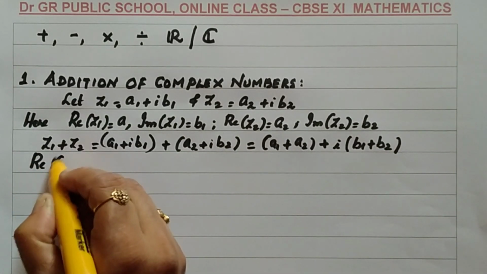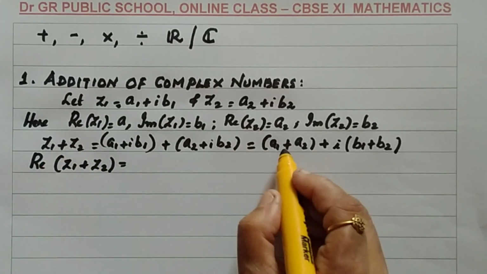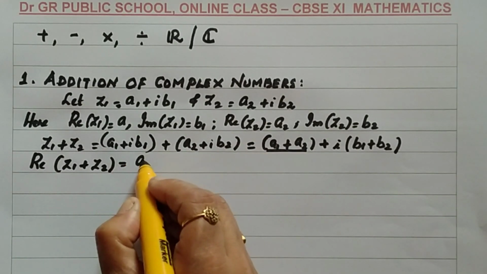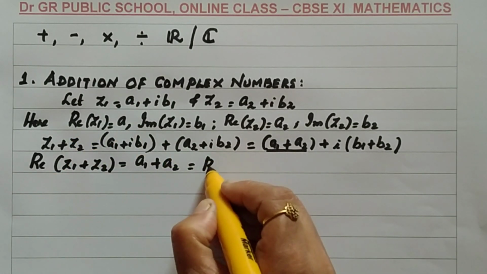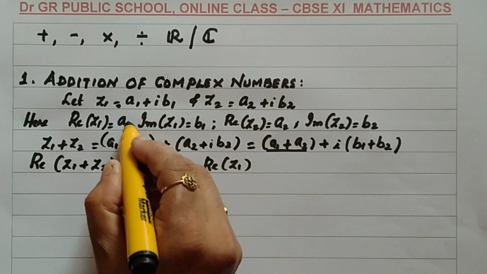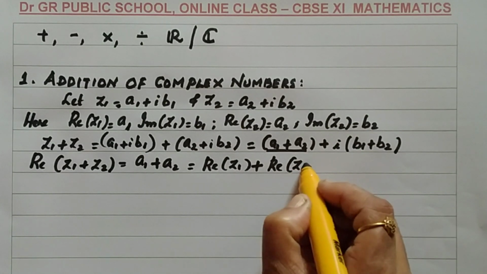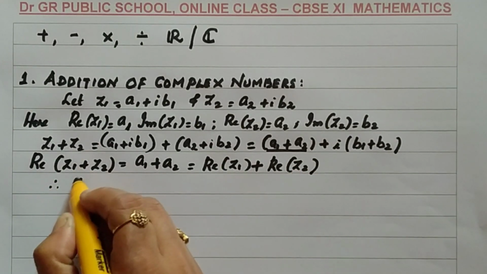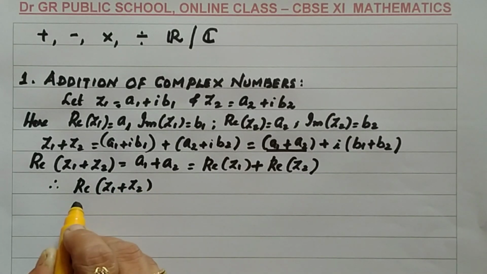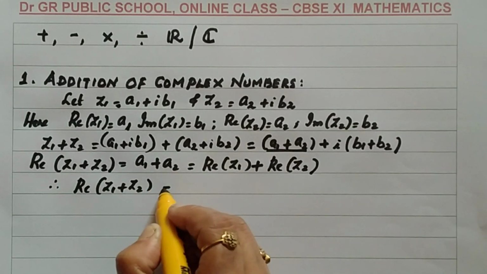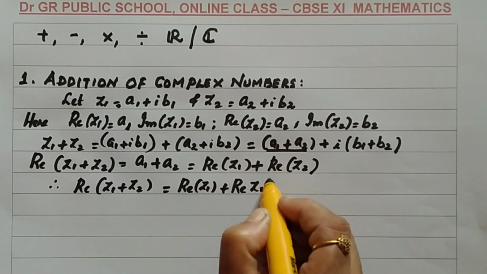Here is one more result. What about the real part of Z1 plus Z2? What is the real part of Z1 plus Z2? A1 plus A2. What is A1? A1 is the real part of Z1 and A2 is the real part of Z2. From this you identify one more result: the real part of Z1 plus Z2 equals real Z1 plus real Z2. This is a very important property.